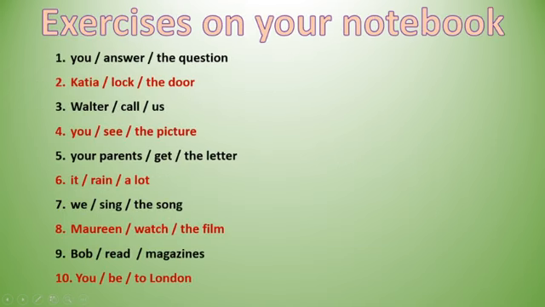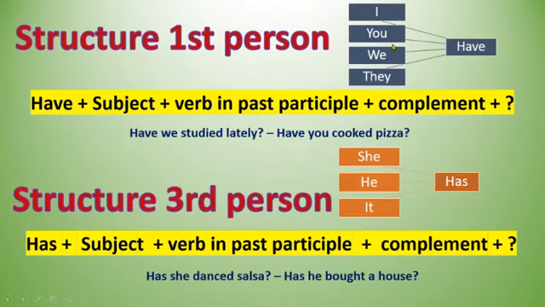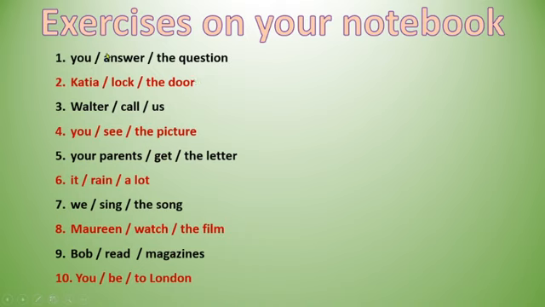Now, in your notebook, you have 10 exercises, and the idea is, obviously, you need to order the words, but you need to change the sentences. You have to write, for example, you answer question. You have you. What is the auxiliary for you in questions? Have. Okay, so you have you. The verb answer in past participle is regular. Have you answered the question?